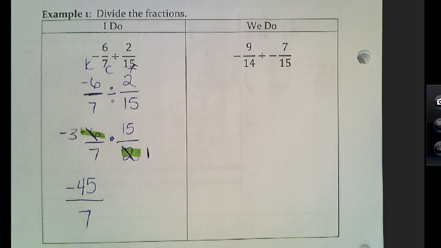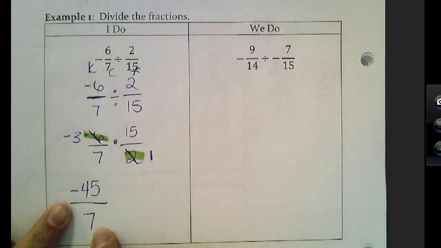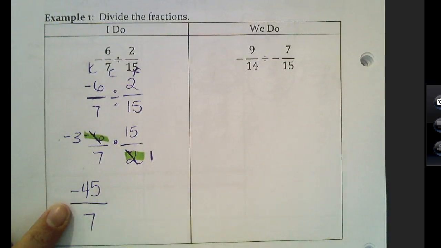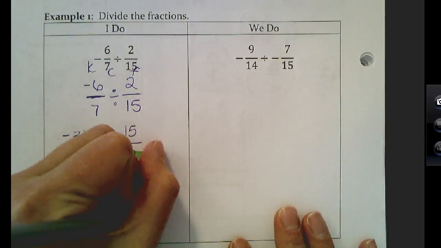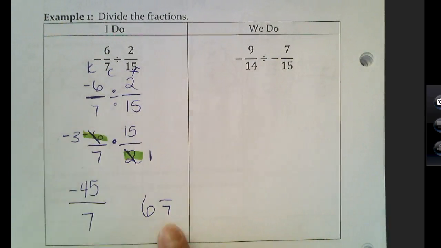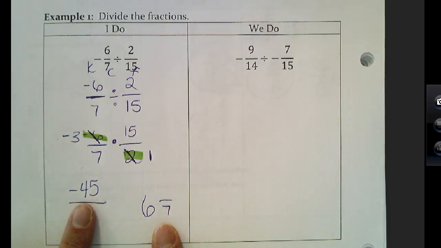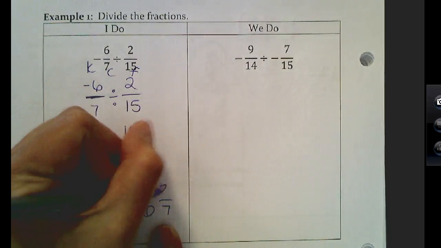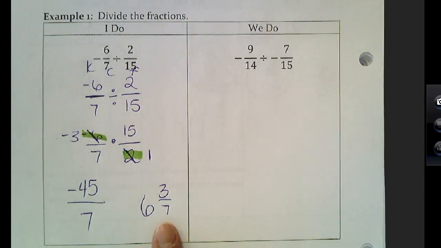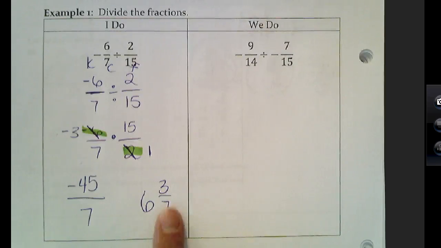Good. Our numerator is bigger than the denominator, so it's what type of fraction? Improper. So, how many times can 7 go into 45? 6 times. So we're going to write a 6. And then our denominator, 7. What is 6 times 7? 42. So how many more to get up to 45? 3. Can you simplify 3/7? No.